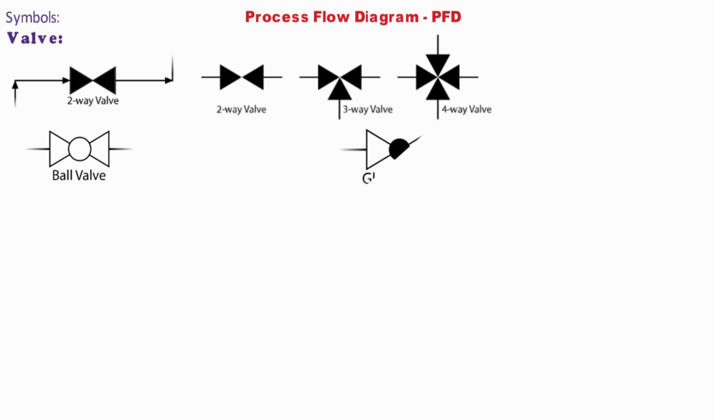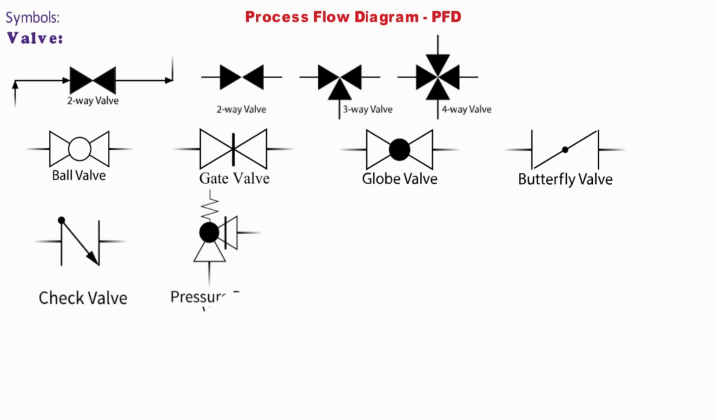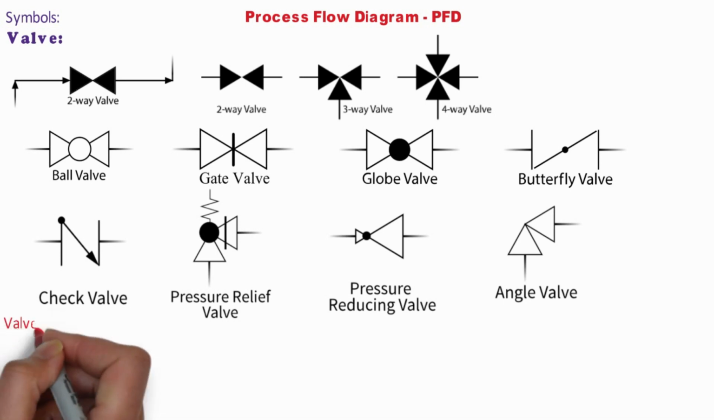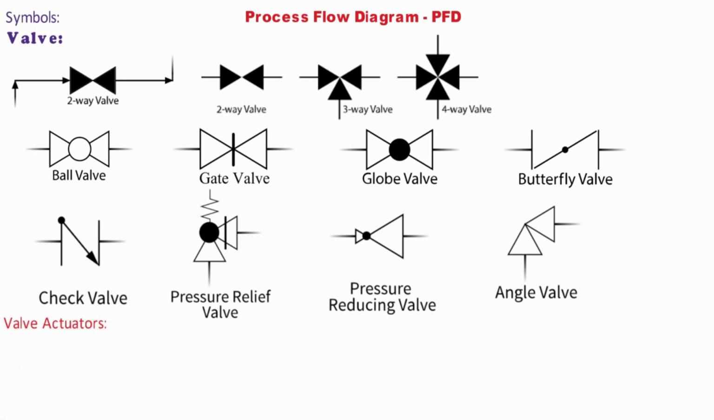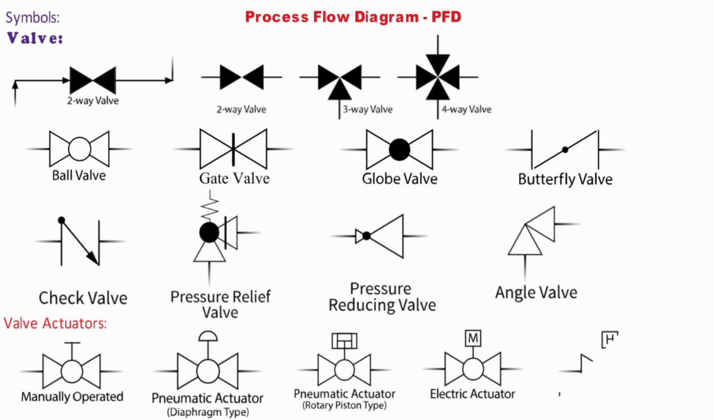Valve representation symbols vary from project to project, so it is always advisable to refer to the legend sheet right before starting to work on P&IDs for better understanding. The basic fundamental representation of the valves is shown on your screens right now. Now, valve actuators are usually shown like this. We have different valve actuators like manually operated, pneumatic actuators, rotary piston type, electrical actuators, and hydraulic actuators.